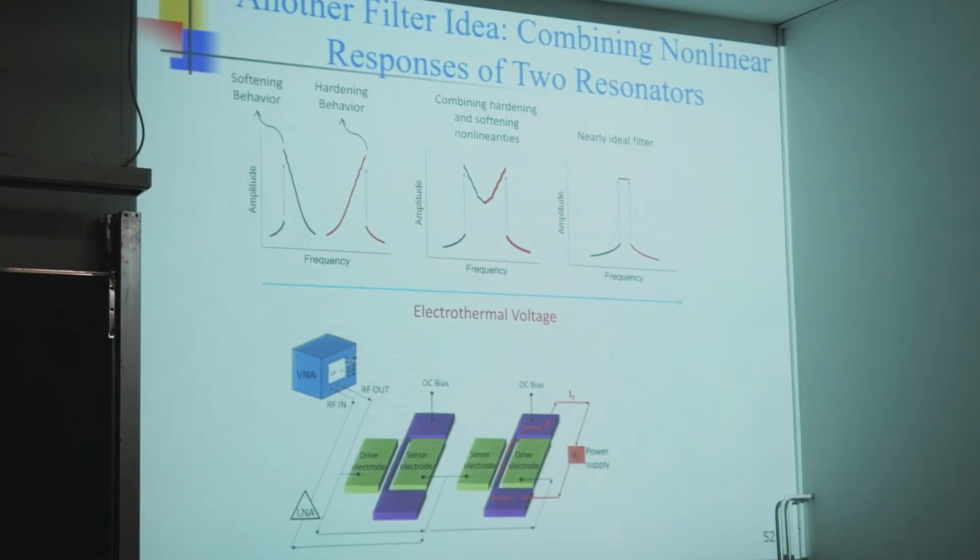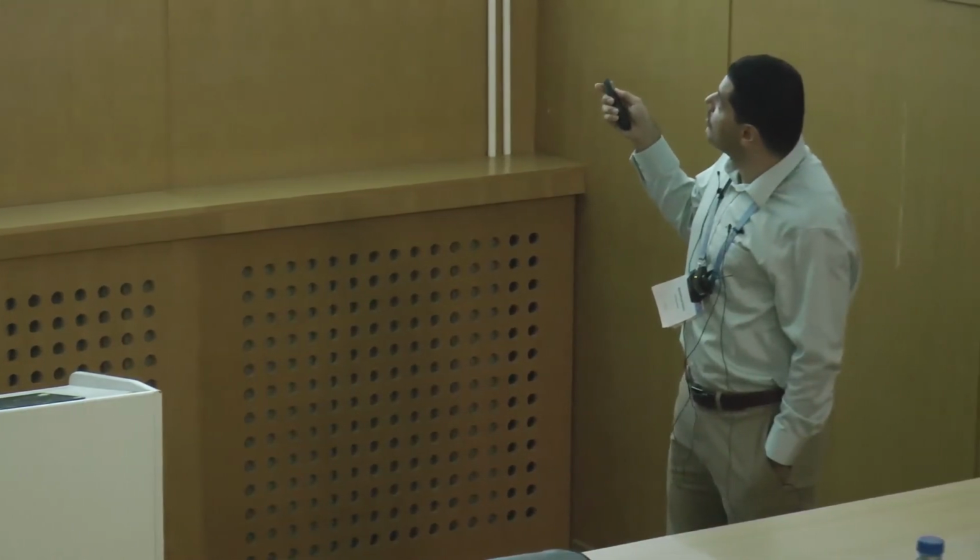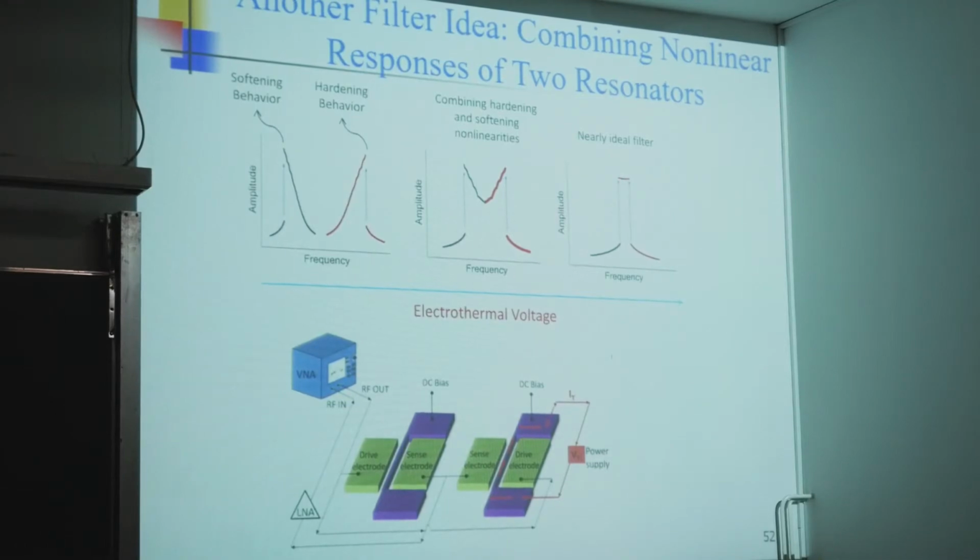Another filter idea is to combine the nonlinear response of two resonators. So the idea here is that if I can get one of the resonators to do softening, the other one to do hardening, and I bring their responses closer to each other, then I can get these jumps to surround the band where it's desirable to pass the signal. So this is called sharp roll-off from the stop band to the pass band. And this is like a near-ideal filter based on the jumps. So how do we do this?